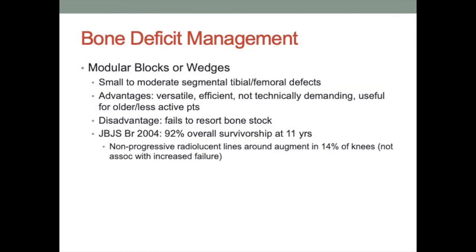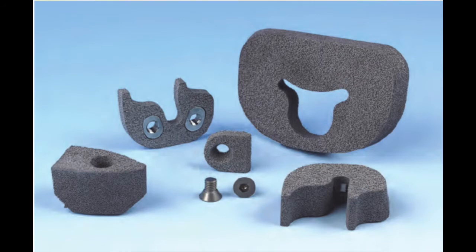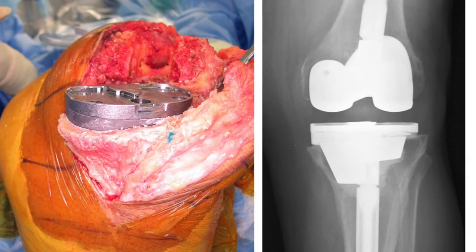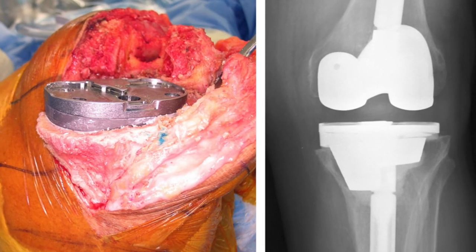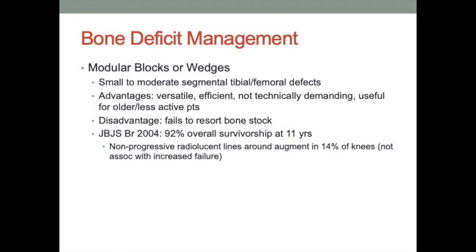Modular blocks or wedges can be used. These are to fill, again, segmental defects. These are the augments that you'll normally place on these. You may have to do step cuts in the bone to even things out, so they do have a fiddle factor to them, but the advantage is they're very versatile. You can rebuild most deficits with this. The disadvantage is you usually have to cut a little bit more bone to make them fit properly, so you do lose some bone stock while compromising that with this.